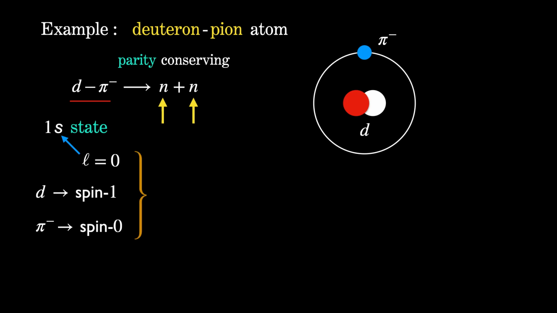Together, the sum of the spins and orbital angular momentum gives a total angular momentum of 1. Basically, only the spin of the deuteron contributes to the angular momentum. This is the initial state.